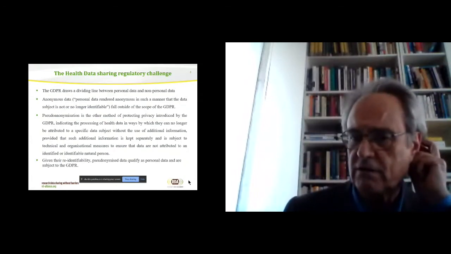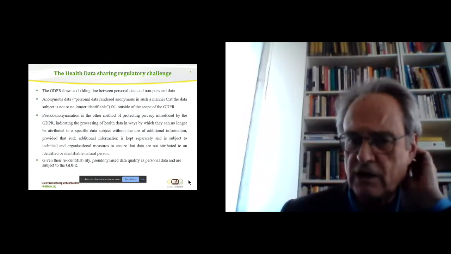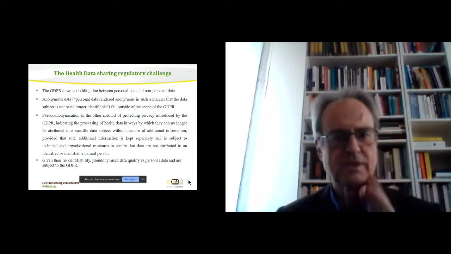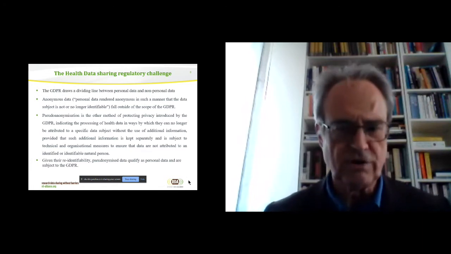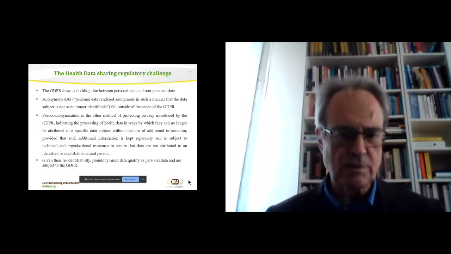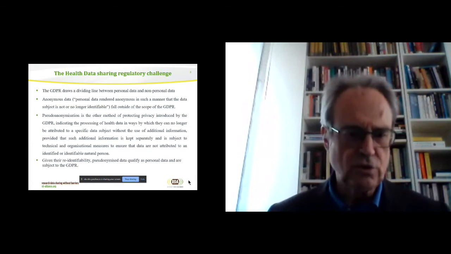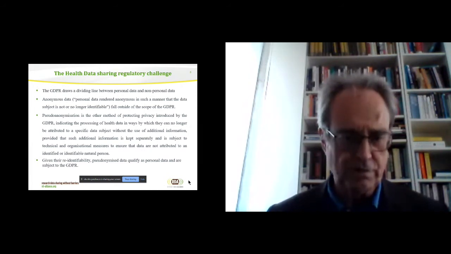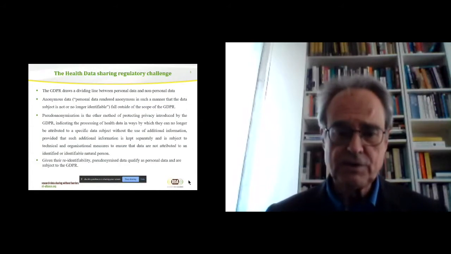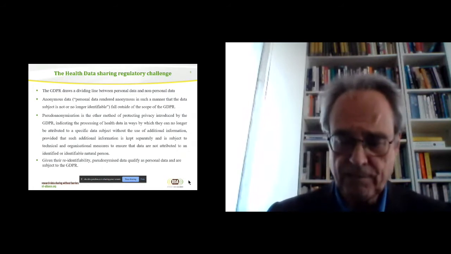Pseudonymization is the other method of protecting privacy introduced by the General Data Protection Regulation, indicating the processing of health data in ways by which they can no longer be attributed to a specific data subject without the use of additional information, provided that such additional information is kept separately and is subject to technical and organizational measures to ensure that data are not attributed to any identified or identifiable natural person. So given their re-identifiability, pseudonymized data qualify as personal data and are subject to the GDPR.